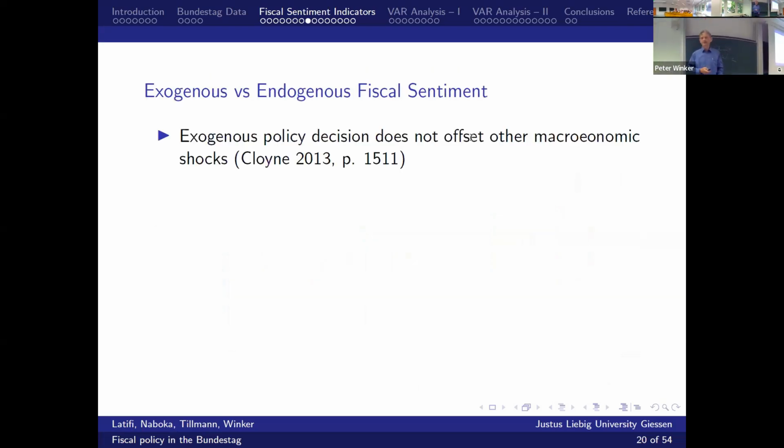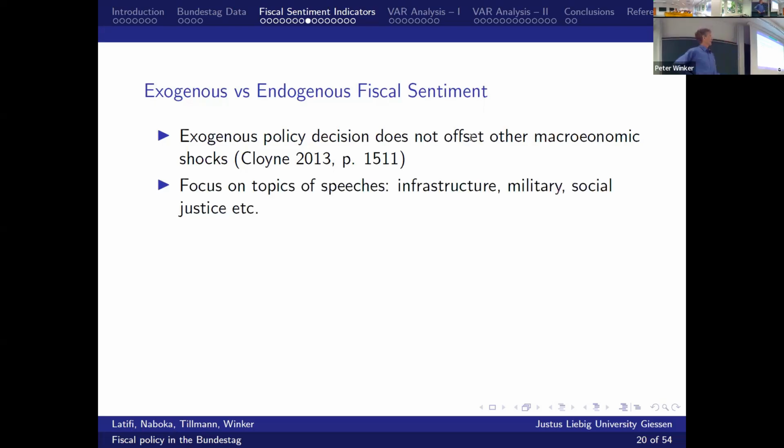A side remark on exogenous versus endogenous fiscal sentiment. In the definition we use, an exogenous policy decision does not offset other macroeconomic shocks. So it's not that unemployment goes up and we offset it by spending more on unemployment support, but a real exogenous shock, not a reaction to something from the economy, maybe a reaction to something else. That's why we want to focus on speeches on topics like infrastructure, military, social justice, etc., which do not belong to this economic reaction stuff like the social security system, labor market, etc.